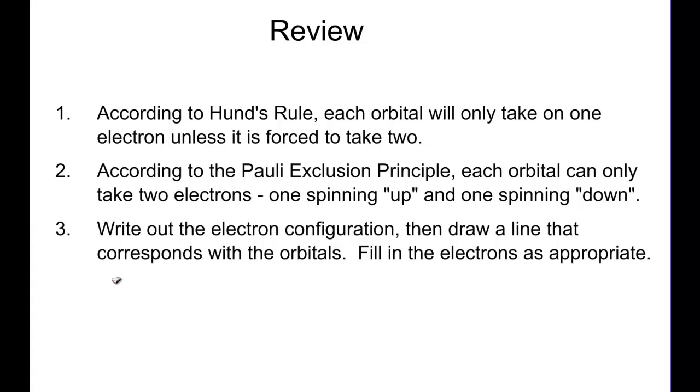So for review, according to Hund's rule, an orbital can take on 1 electron unless it's forced to take 2, so that's why when we go back to things like 2p3, we do 3 up arrows and no down arrows. According to the Pauli exclusion principle, an orbital can only take 2 electrons maximum, 1 going up and 1 going down, thus the up and down arrows. And just be able to write out the electron configuration and then draw lines or boxes that correspond with those, and then fill in the electrons as needed.